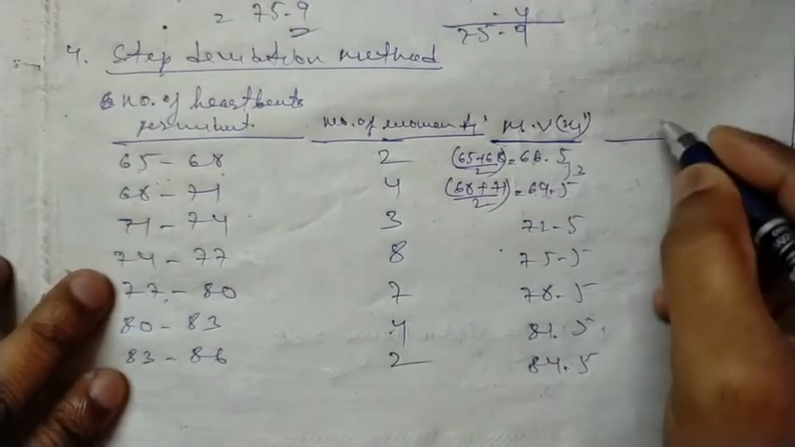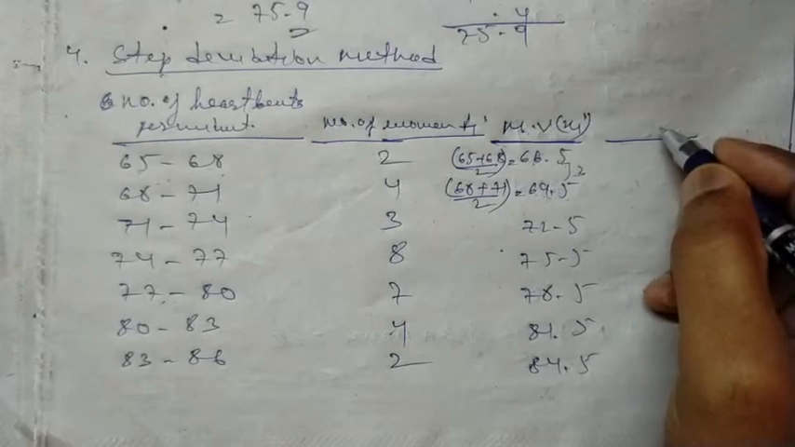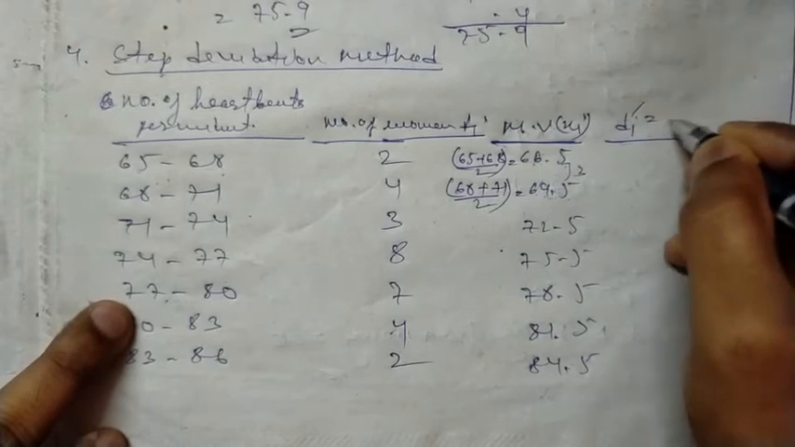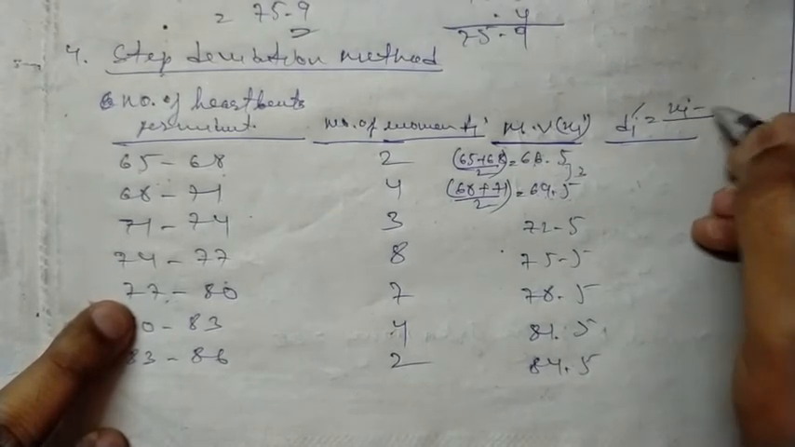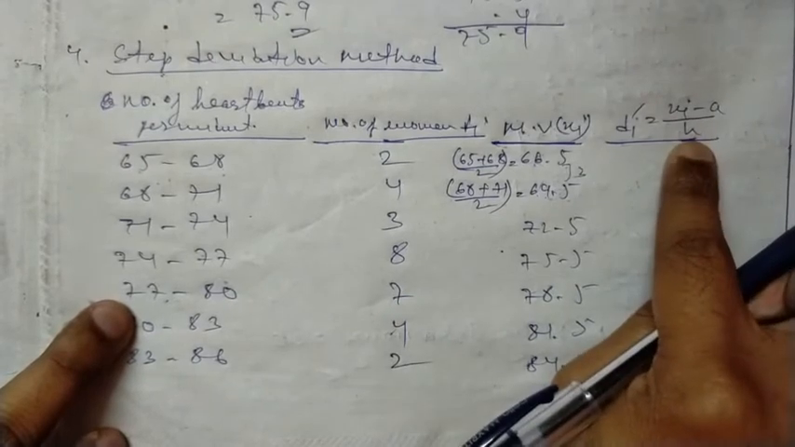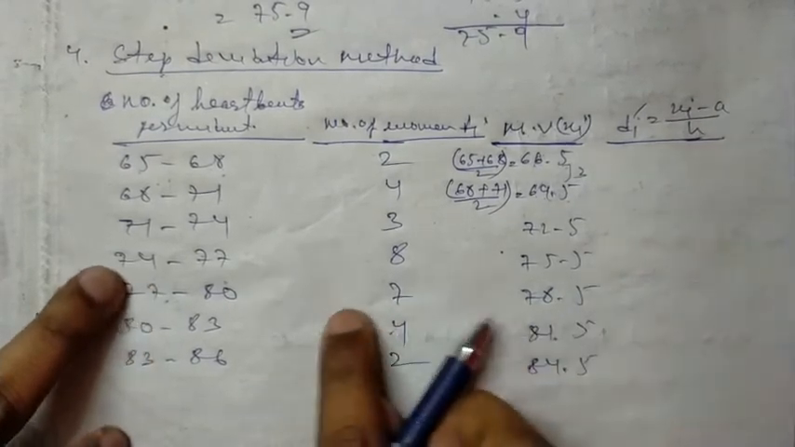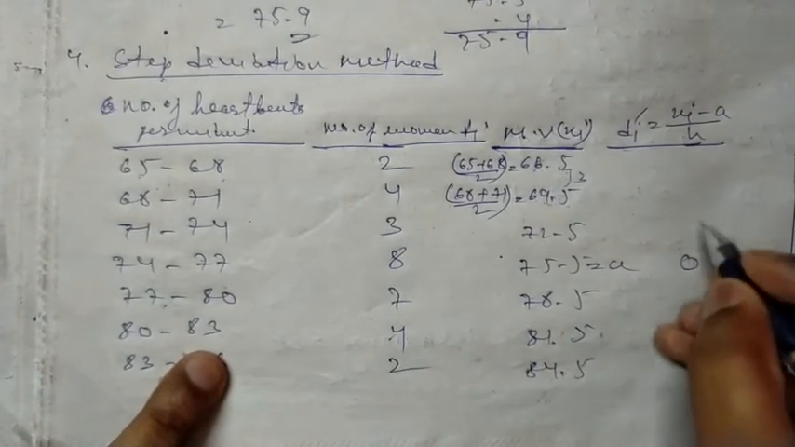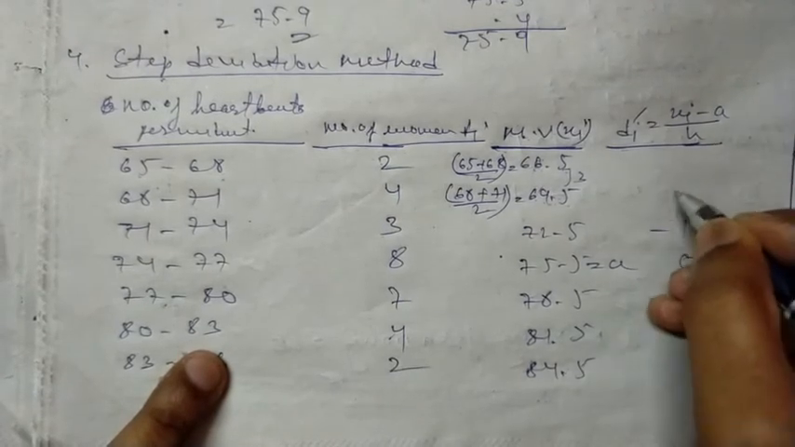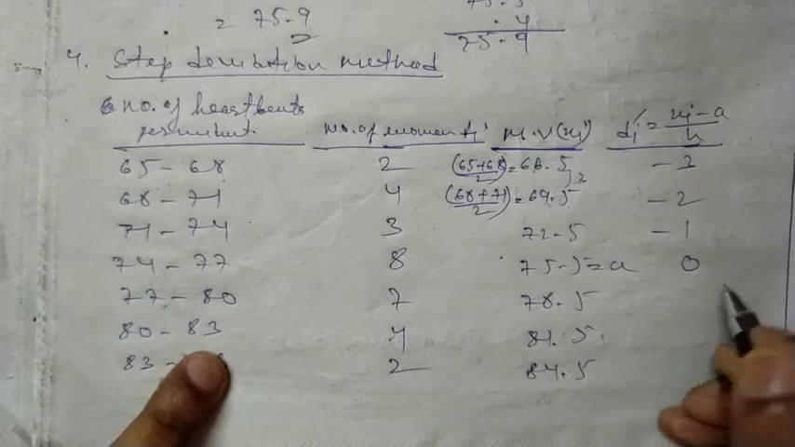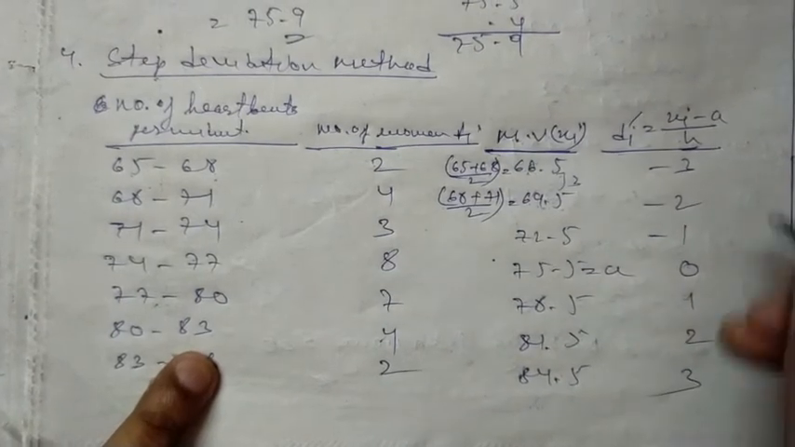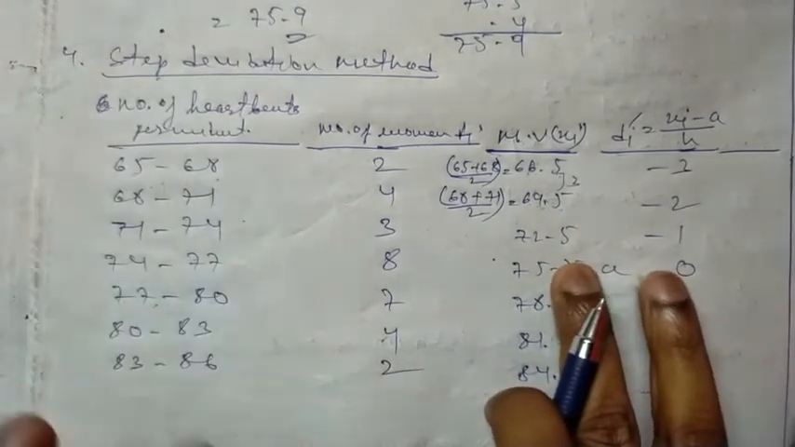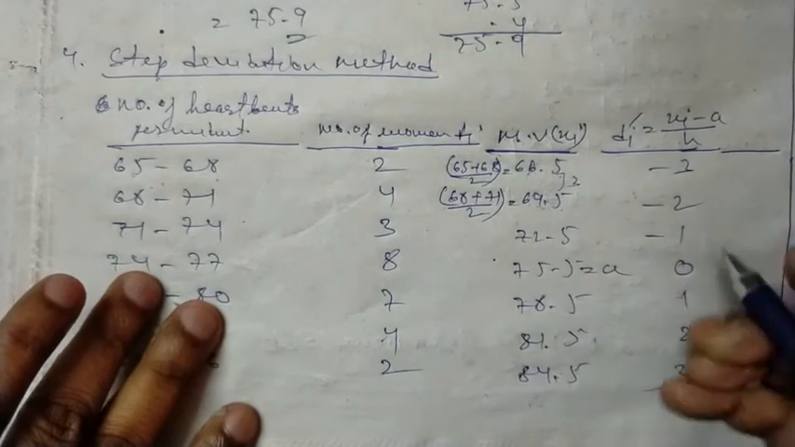Now we are going to do the step deviation method. This is the step deviation method. So what you have to use is di dash is equal to xi minus a divided by h, where h is the class size. If I take the assumed mean a here, it will be 0. Simply write upward minus 1, minus 2, minus 3, and downward this one will be 1, 2, 3. No need to calculate again and again in the step deviation method. That is the reason the step deviation is a very easy method to calculate the mean.